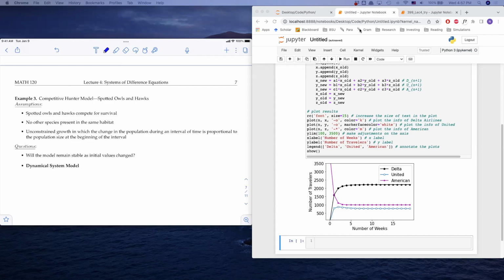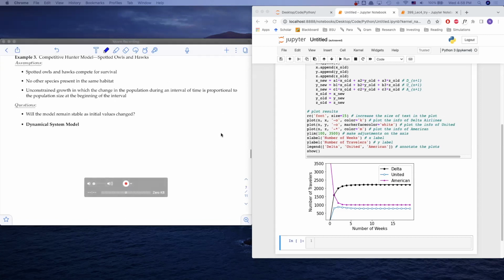assumption is unconstrained growth, in which the change in the populations during an interval of time is proportional to the population size at the beginning of the interval. Okay. And the question is: will the model remain stable as initial values change? That's always the consideration that we need to look at. All right. So now we look at this model and see what happens.